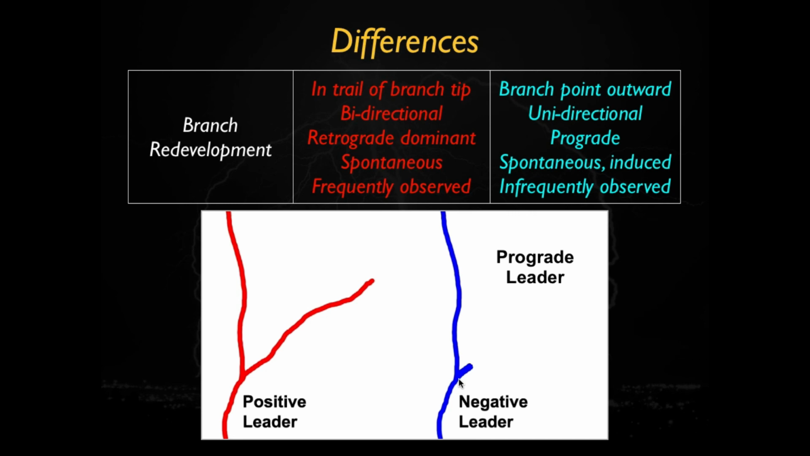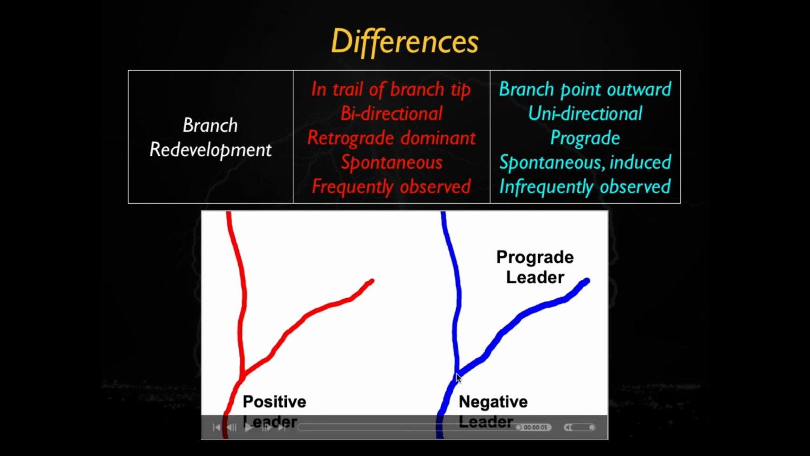But essentially what we see is that the leader redevelops or reionizes from the branch point outward instead of from a point aft of the tip of the decayed branch. And so this redevelopment then causes luminosity to increase outward from the branch point. And when that happens, we also tend to see some brightening in the main channel back towards the flash origin.